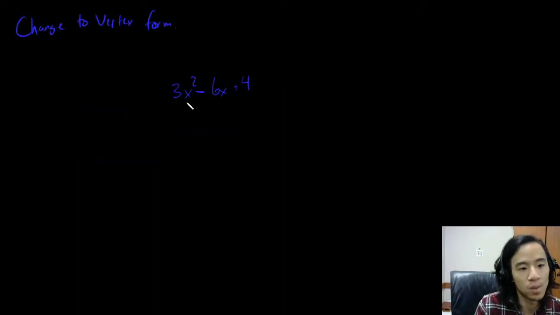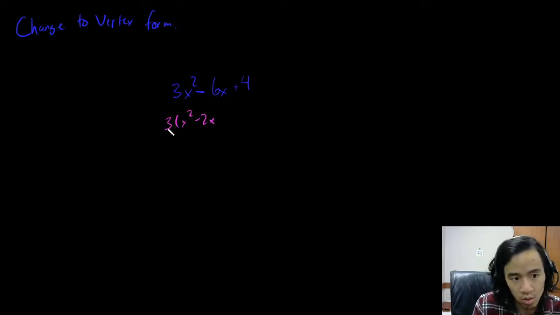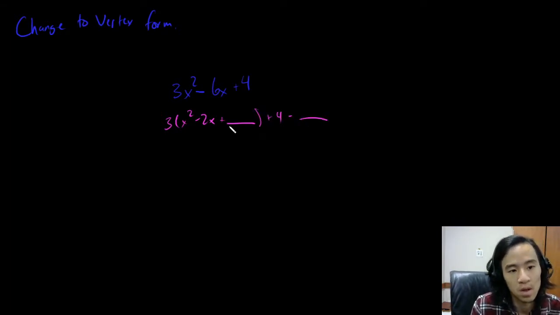All right, so with this example, you can never complete the square with an a value. So what I'm going to do is factor out the a value of 3 from the first two terms. So check this out. I'm going to rewrite this as 3 times x squared minus 2x, so I took out 3, and then plus blank plus 4 minus blank. So what's going to go in these blanks?